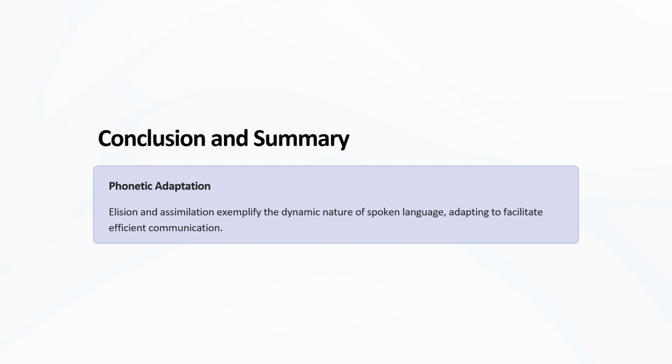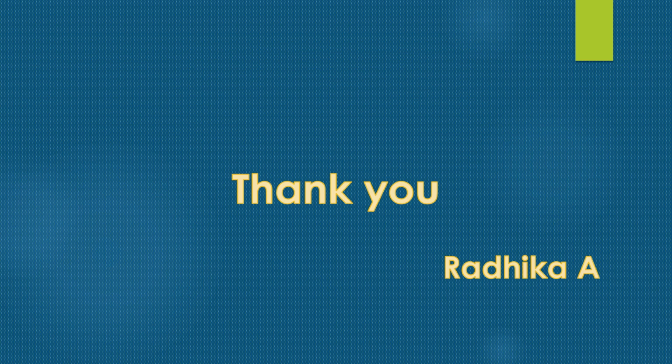Okay, I think you understood what's meant by elision and assimilation. Once again, elision is the omission, and assimilation is the influence of the neighboring sounds. Then prepare well for the classes, listen to the video very carefully, and prepare notes.